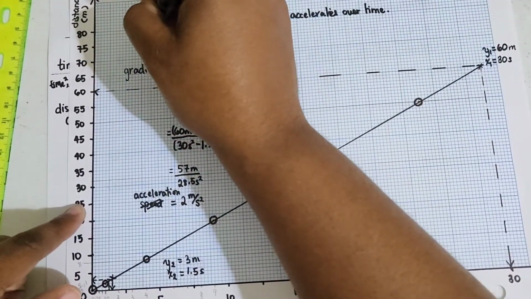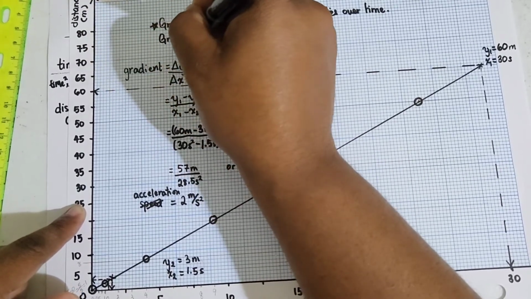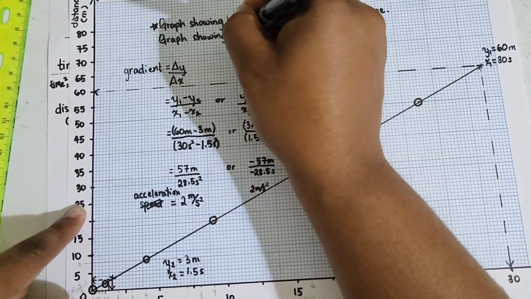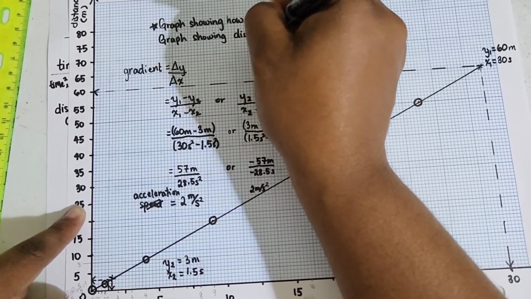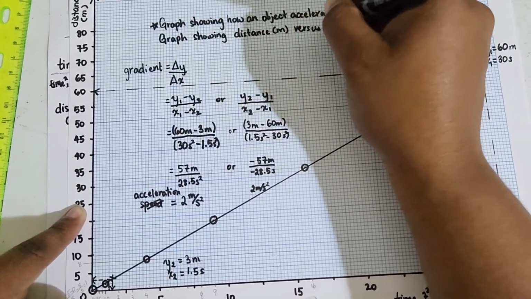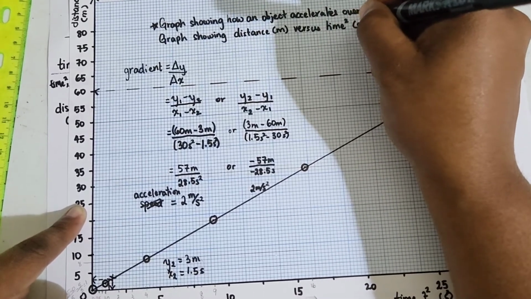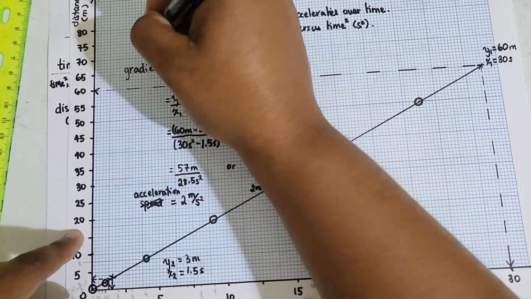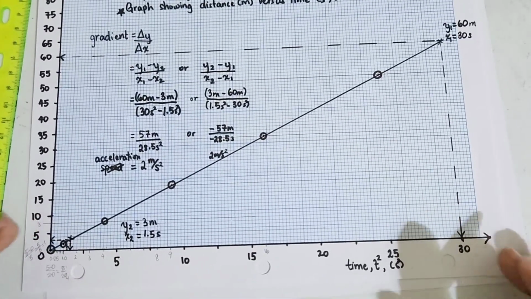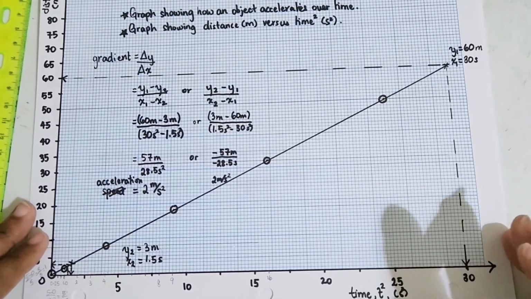So you could write this, or you could write graph showing the distance in meters versus time squared in seconds squared. So you could use the top one or the bottom one. Either one will be fine. So I hope this helped you, and good luck.